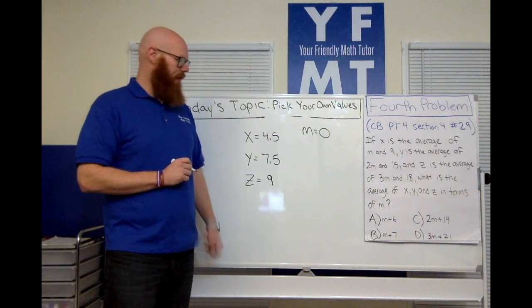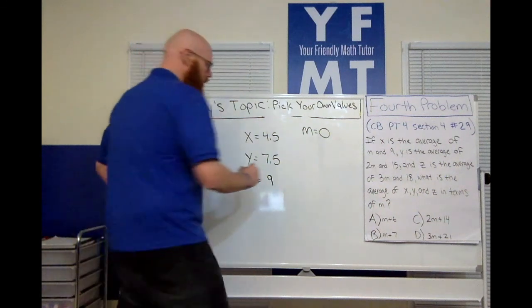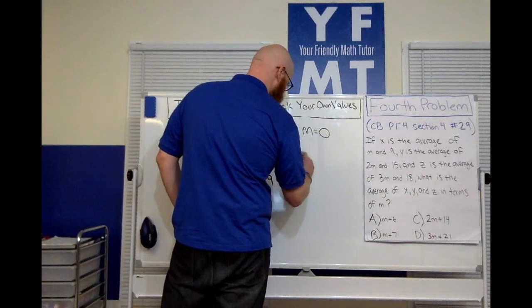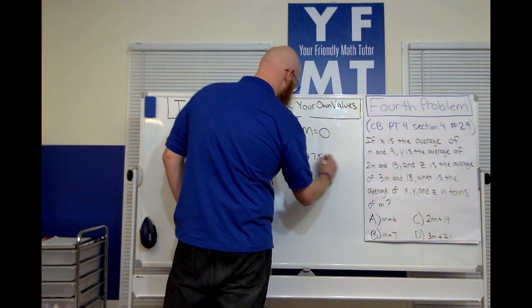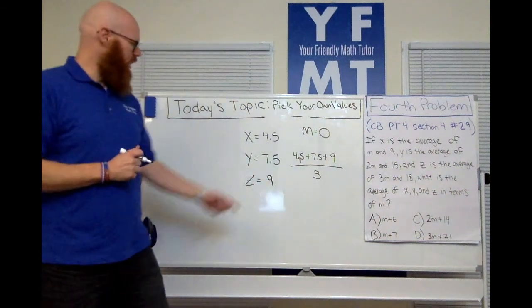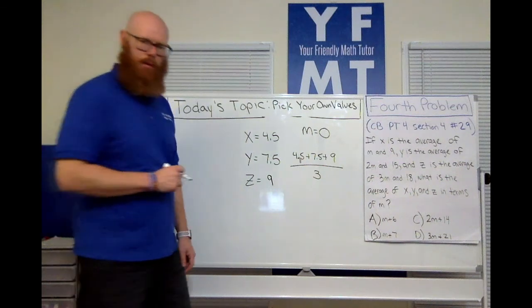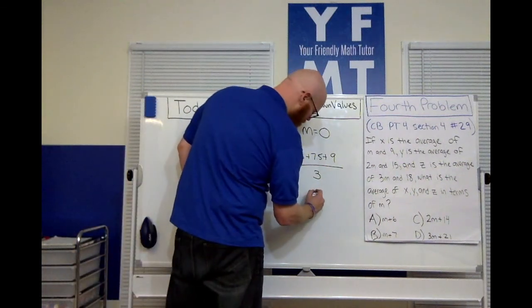So then we have to find the average of x, y, and z in terms of m. So that gives me 4.5 plus 7.5 plus 9 over 3, which is 4.5 and 7.5 is 12. 12 plus 9 is 21. 21 divided by 3 is 7.